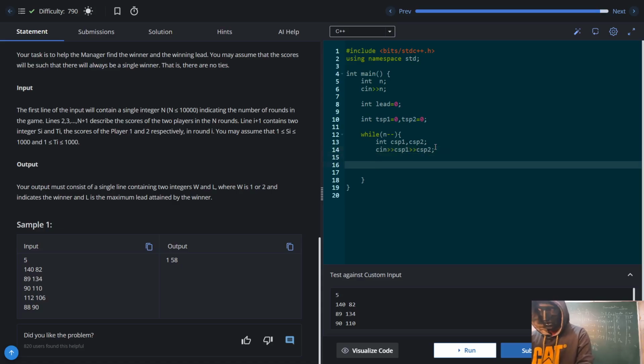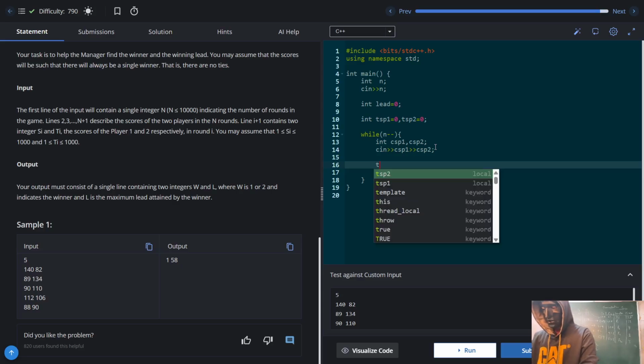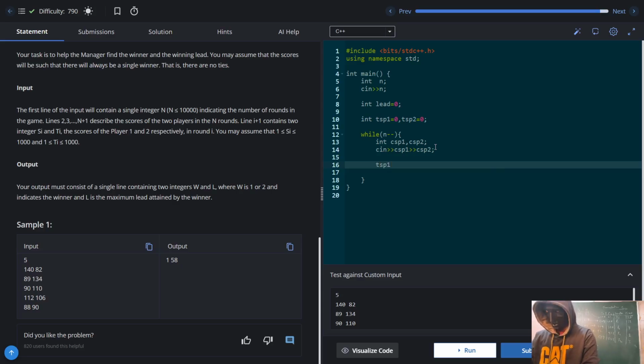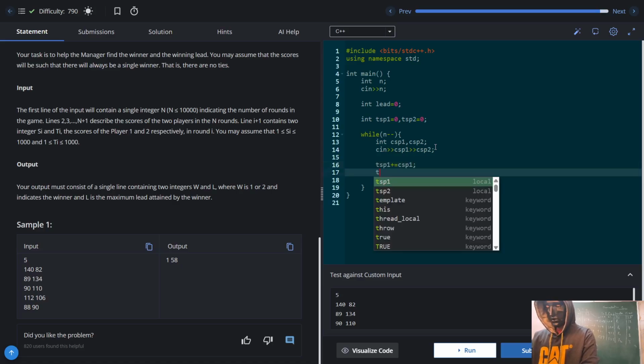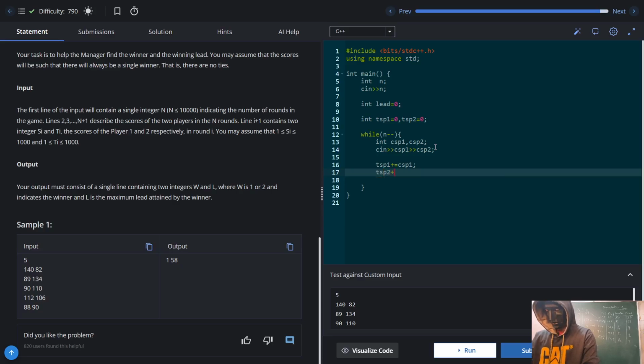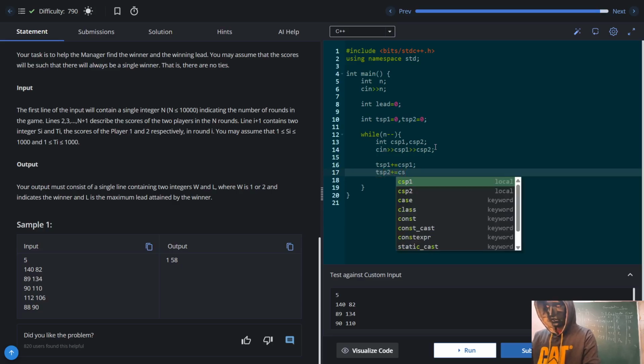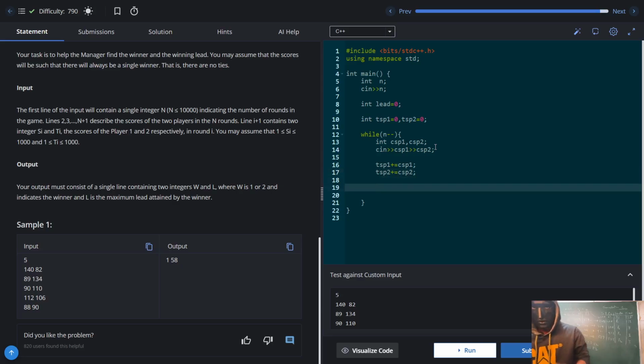So once you have got the scores, you need to add them to the total score. So the total score of player 1 will be added with the current score of player 1, and the total score of player 2 will be added with the current score of player 2. So now we have got the cumulative scores, which are in the total score of player 1 and the total score of player 2.